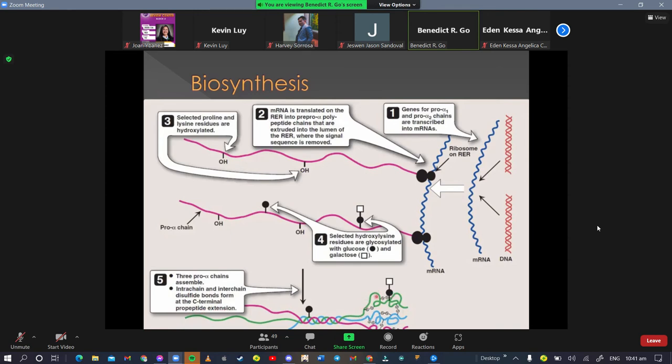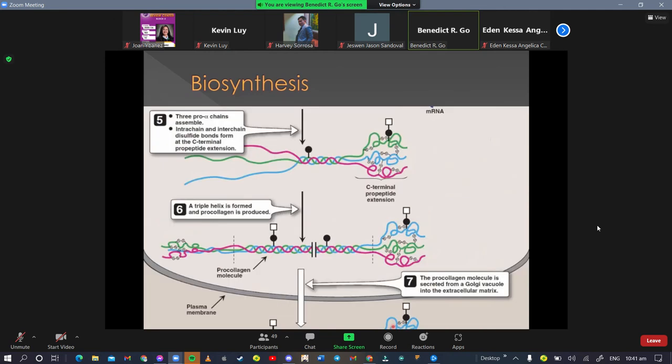So this is the same thing from the previous slide. And after that, a triple helix is formed and pro-collagen is produced. Pro-collagen, take note, is after hydroxylation and glycosylation. So after those steps, the resultant molecule is your pro-collagen. Now, the pro-collagen molecule is secreted from the Golgi into the extracellular matrix, or your ECM.